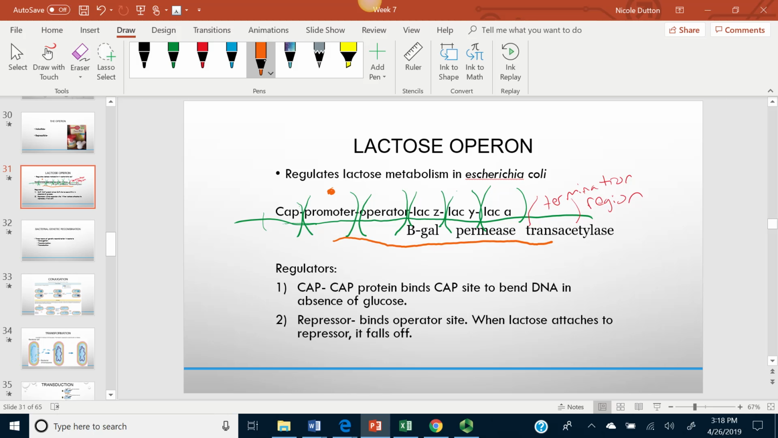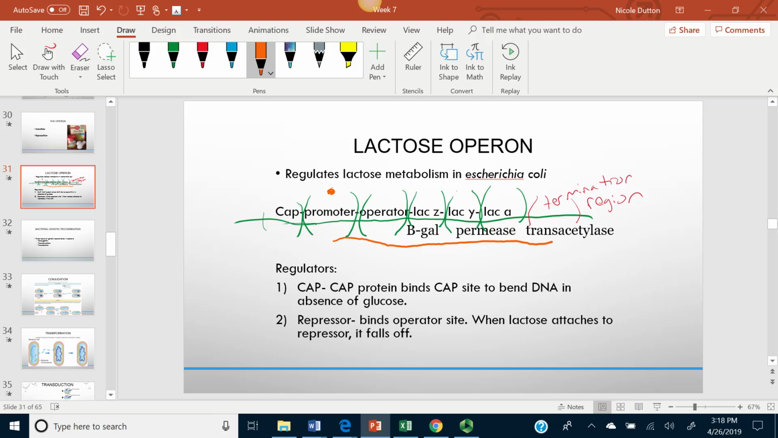Now the Lac Z gene codes for beta-galactosidase, or beta-gal. And beta-gal is necessary to break the bonds of lactose. So this is actually the digestive enzyme that breaks down lactose. The Lac Y gene codes for permease. And permease makes the membrane permeable to lactose. The Lac A gene codes for transacetylase, which we know transfers acetyl groups.